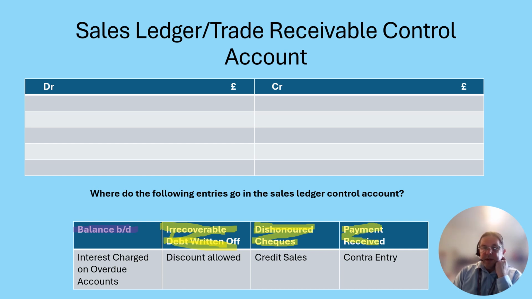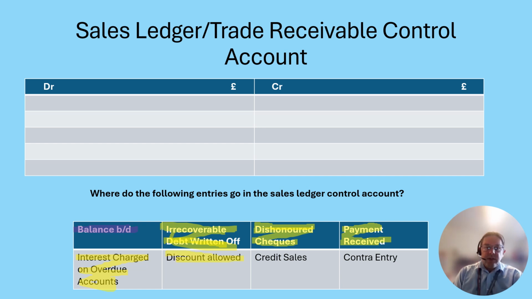Conversely, if we receive any payment, that is going to go on the credit side of the sales ledger control. It's going to reduce the amount that we're owed because our customer has paid some of the debt. If we would like to, because a debt is old, there is a possibility that we can charge interest on our customers that are overdue, that are late. That would go on the debit side because we're increasing the amount they owe us.